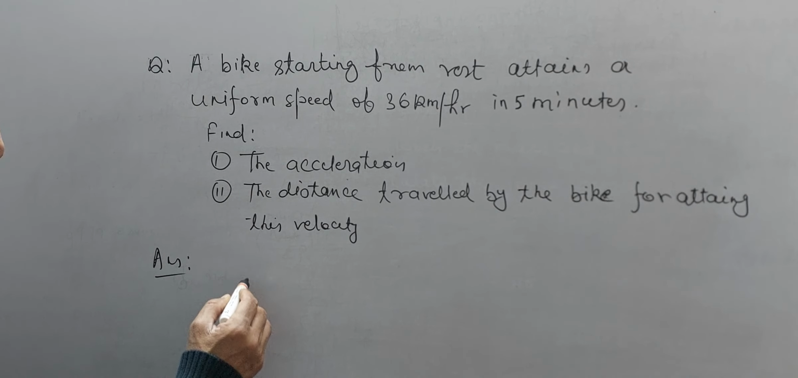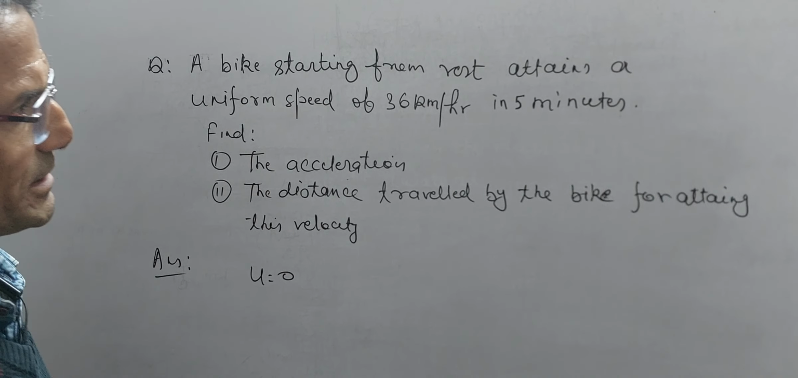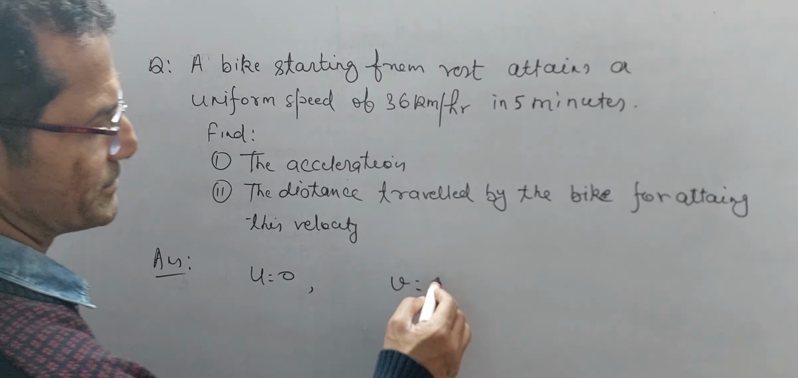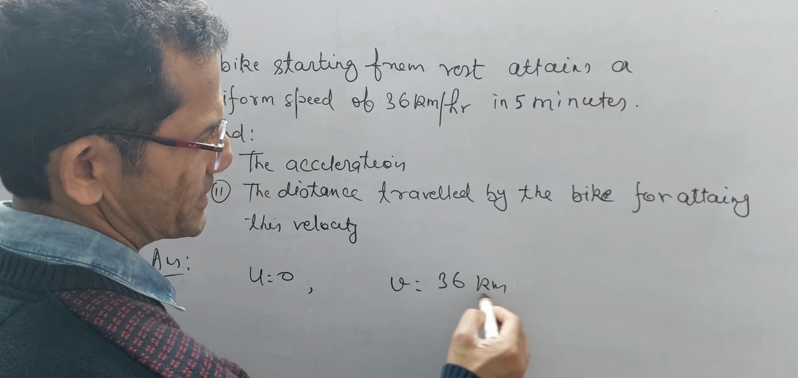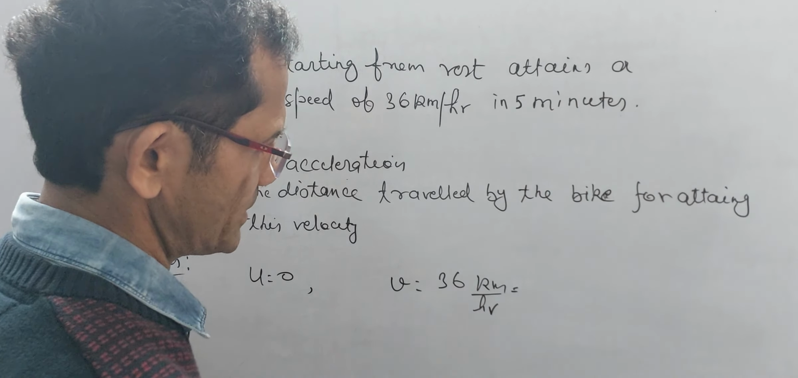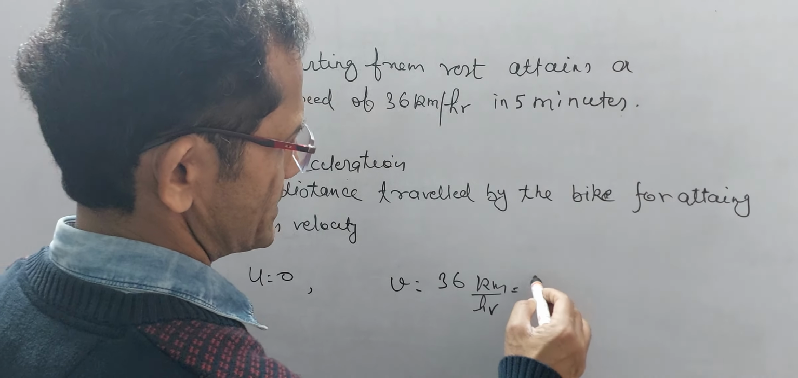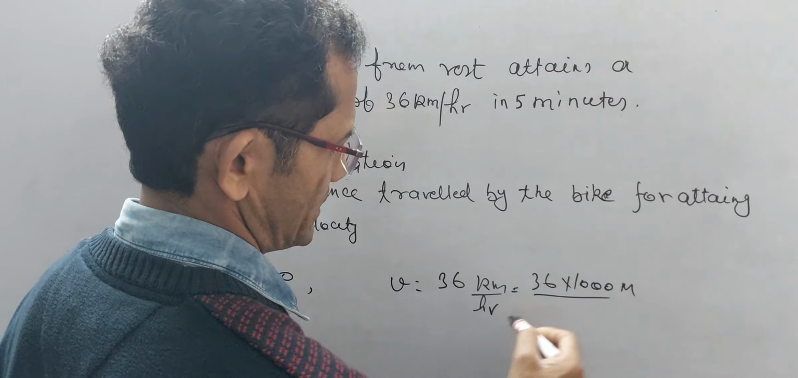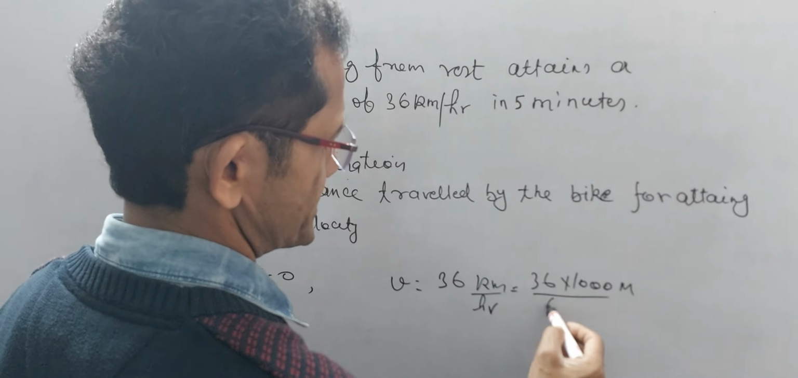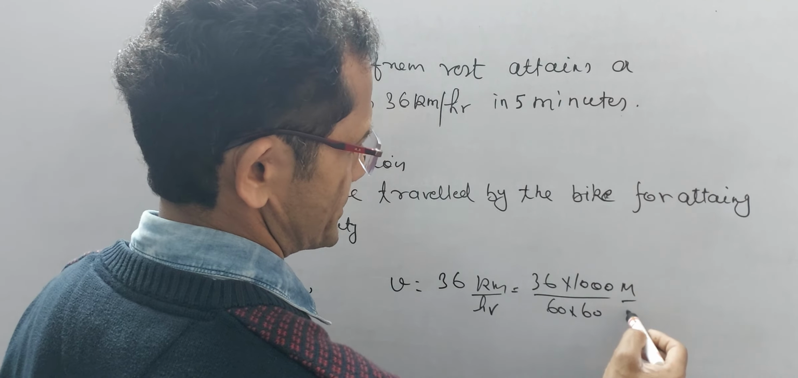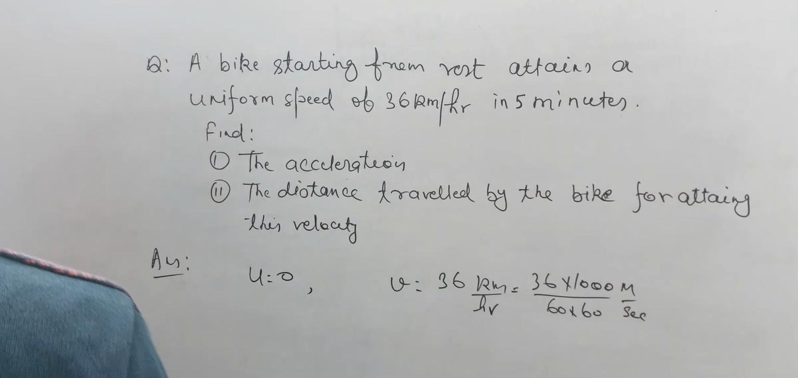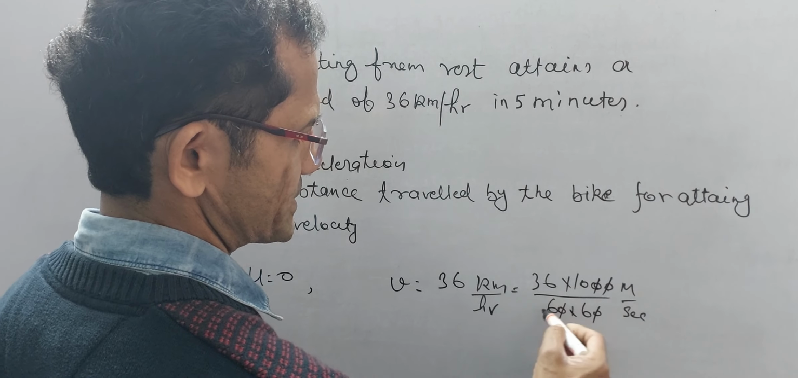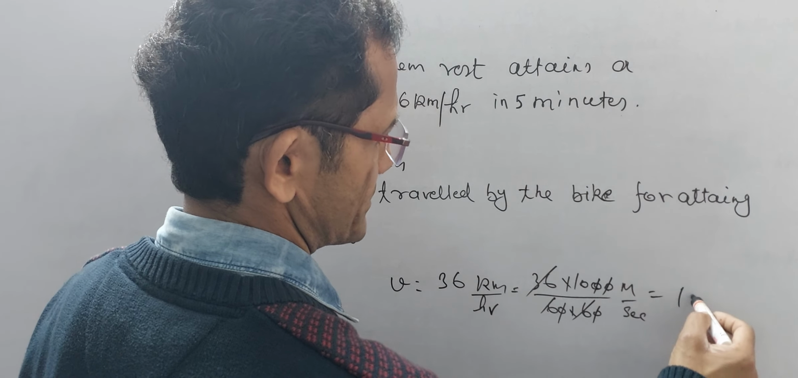Our initial speed is equal to 0 because the bike is starting from rest, and the final velocity becomes 36 km per hour. We have to convert 36 km divided by hour into meter per second. We know that 1 kilometer has 1000 meter, 1 hour has 60 into 60 seconds, and 1 minute has 60 seconds. So its unit becomes meter per second. After simplification, 2 zeros cancel, 6 will also cancel, so it becomes 10 meter per second.